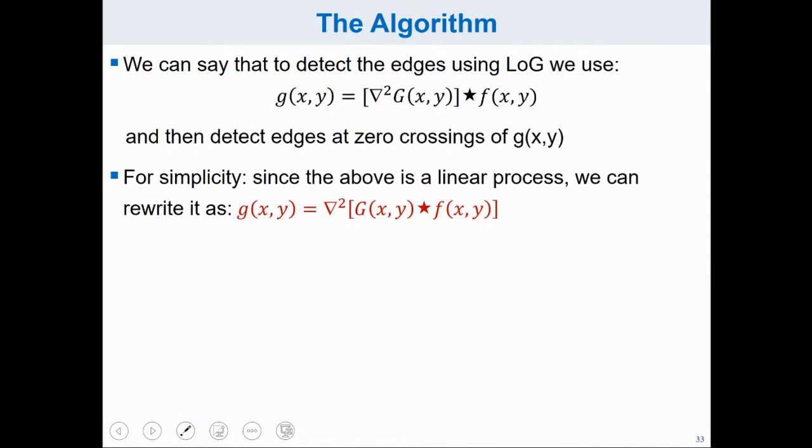So, the Marr-Hildreth algorithm. As we said, we need to take the Laplacian of Gaussian and convolve it with the image f of x. But since this is a linear process, there is an easier way to do it. First we convolve the Gaussian filter with the image, and then take the Laplacian, or the second order derivative, of it.